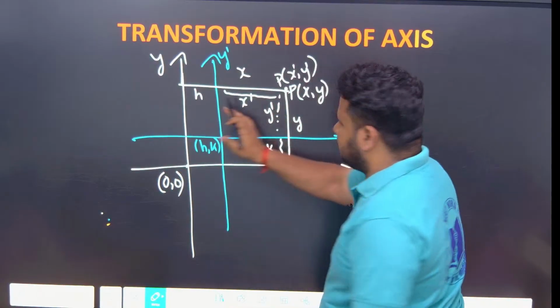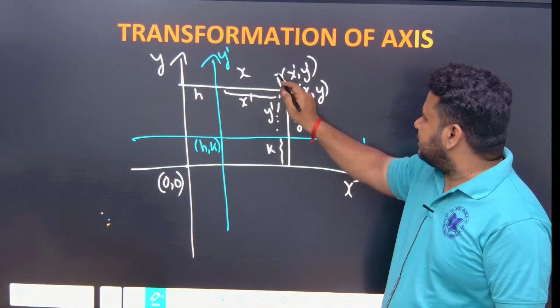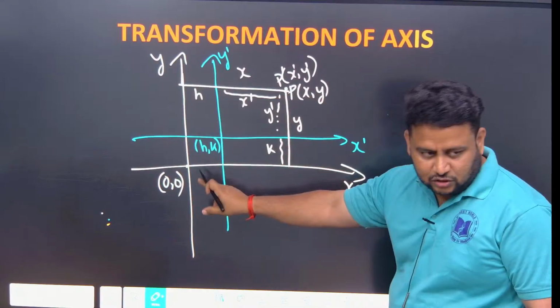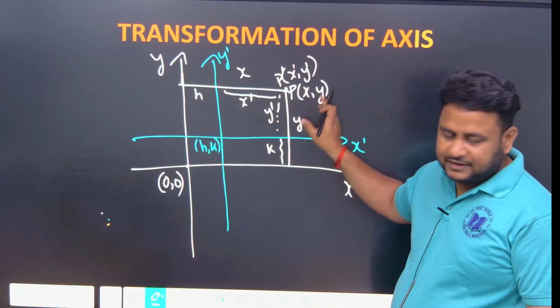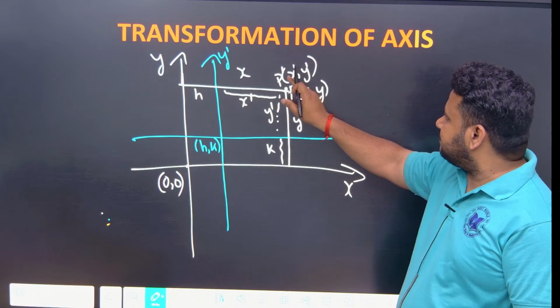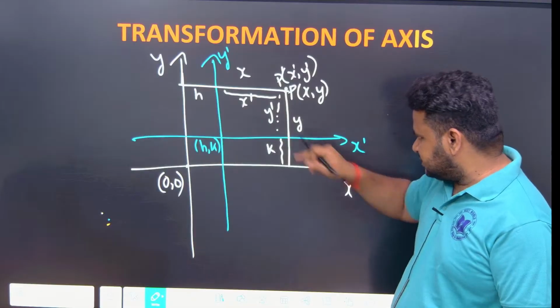Now observe carefully. This is P only, or I will write it as P dash. When the coordinate axis was this 0 comma 0, we had x comma y. When the coordinate axis becomes x dash y dash, this point will remain as it is, but it will become P dash x dash y dash. This is x dash, this is y dash, correct?